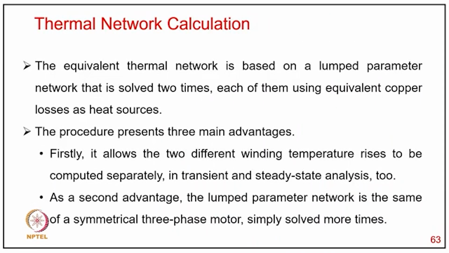So the equivalent circuit thermal network is based on the lumped parameter network that is solved two times, each of them using equivalent copper losses as heat loss sources. The procedure presents three main advantages. Firstly, it allows the two different winding temperature rises to be computed separately, transient and steady state.